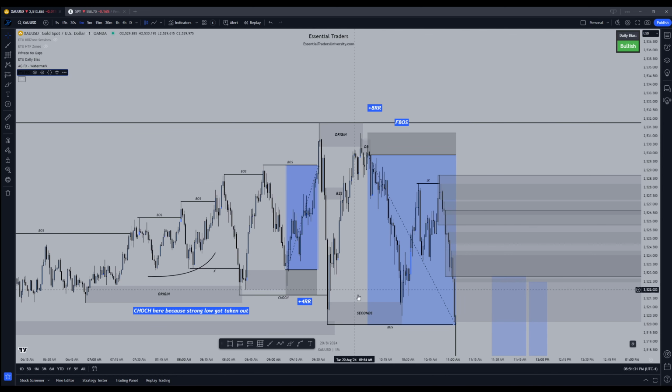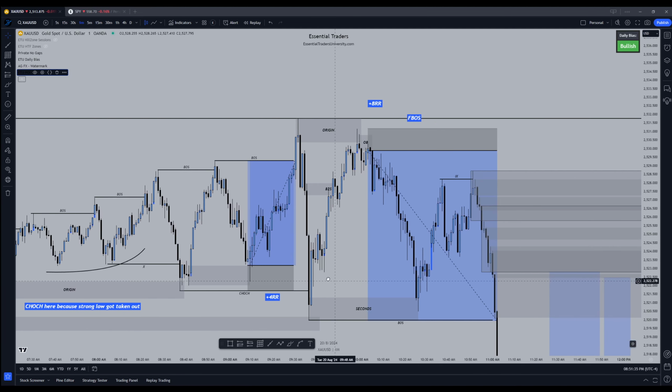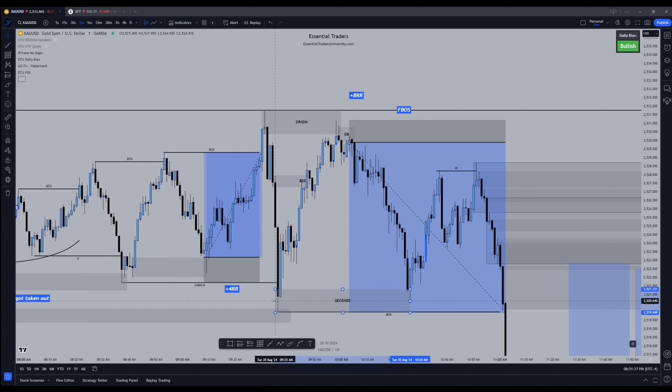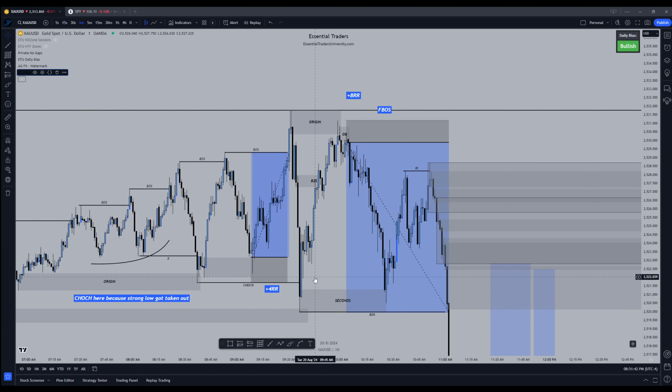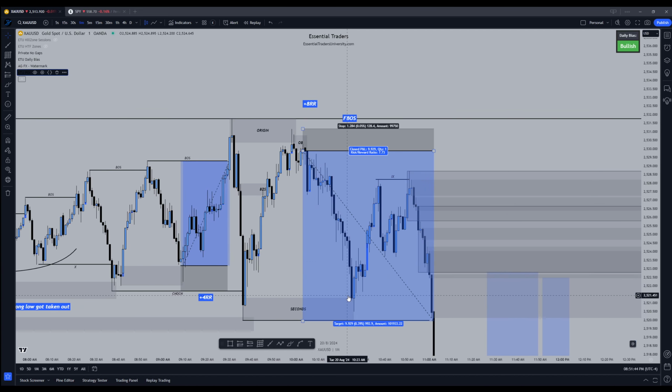Otherwise, typically I don't go to the seconds for any types of POIs. This is more of a rare situation when you don't have anything visible, maybe at the structure low, right? Or extreme structure, which here at the origin, we don't really have anything. So I had to go to the seconds, and that makes sense why price reacted here.